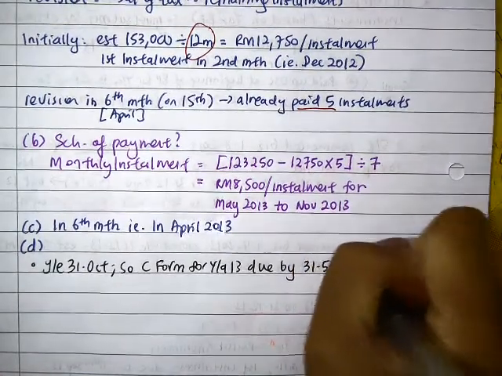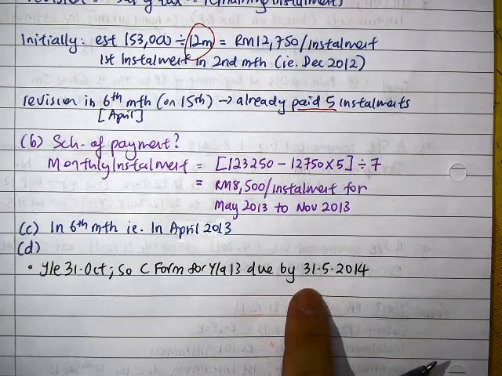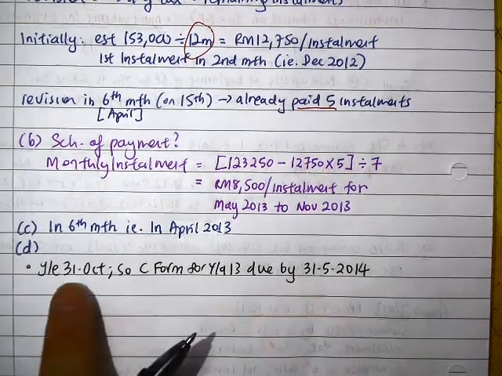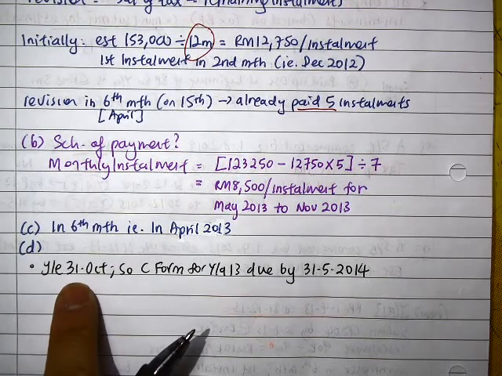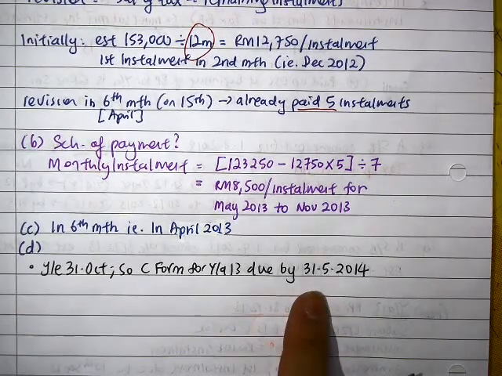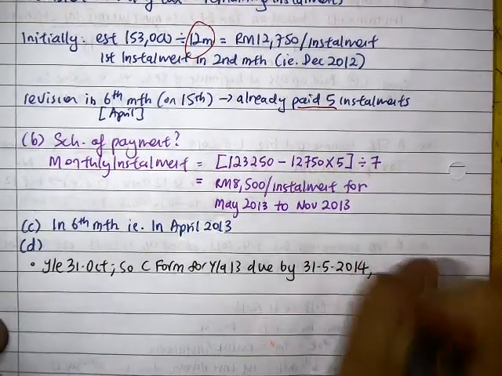May 2014. Why? How long do you have as a due date? How many months? 7. Year end is October, so 7 months, right? So November, December, January, February, March, April, May. So until May. But they say June only they submit. Okay, no? No, right?